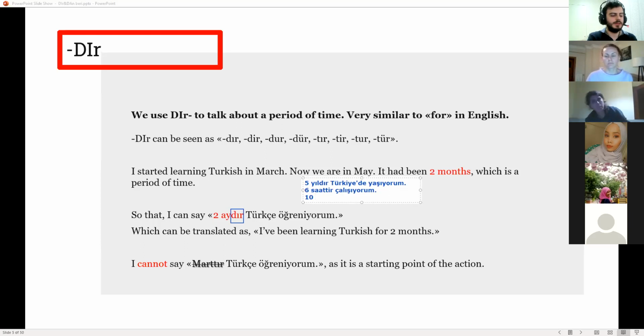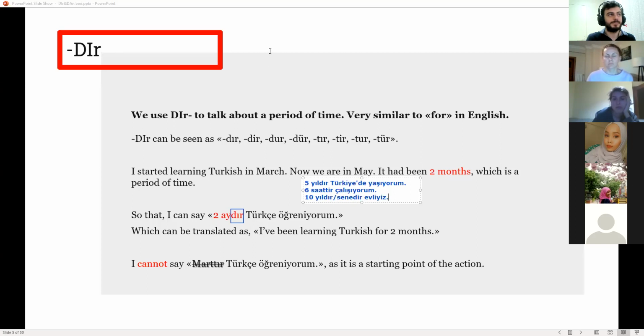For 10 years, hadi. Yıldır. 10 yıldır. Or we can also say 10 senedir evliyiz. Harika. That's the idea. You can either say yıl or you can use sene. Both of them work because they are exactly the same.